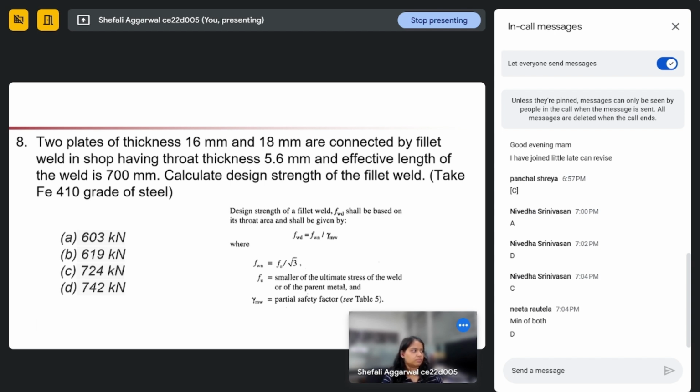So design strength will be given by ultimate strength divided by partial safety factor. In this case, our partial safety factor will be 1.15, right? Now we have to calculate the ultimate, sorry, normal stress, nominal stress, which is given by ultimate stress divided by under root 3.